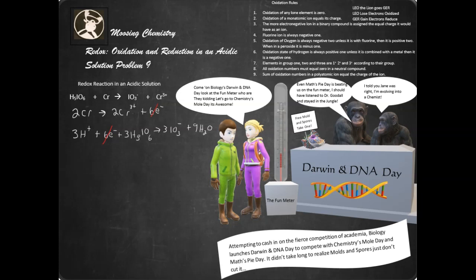And what we're going to get is 3H+ plus 3H5IO6 plus 2Cr. So far, so good. All right. Then we're going to get 3IO3 minus plus 2Cr3+ plus 9H2O. And that's it. That's our final equation.